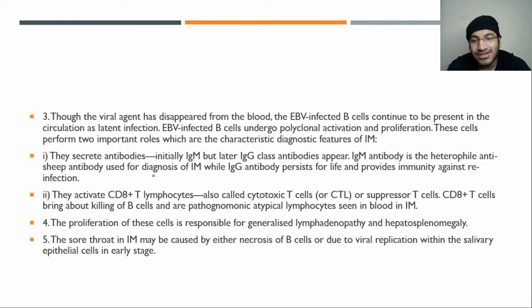Then they also activate the CD8 plus T lymphocytes, also called cytotoxic T cells and suppressor T cells. CD8 T cells bring about killing of the B cells and are the pathognomonic atypical lymphocytes seen in the blood in IM. The proliferation of these cells is responsible for the generalized lymphadenopathy and hepatosplenomegaly. The sore throat in IM may be caused by either necrosis of the B cells or due to the viral replication within the salivary epithelial cells in the early stage.